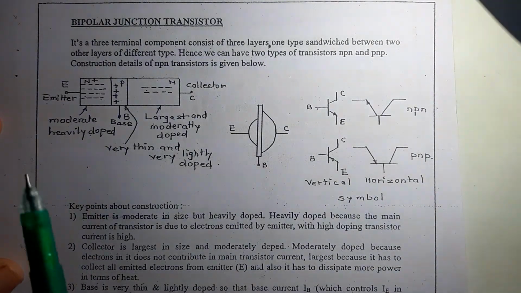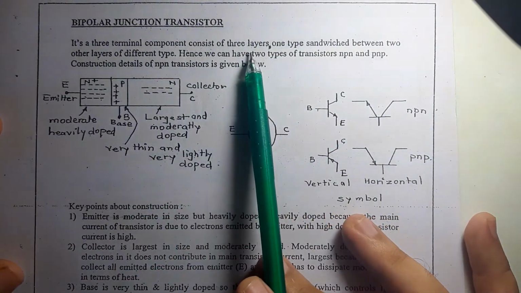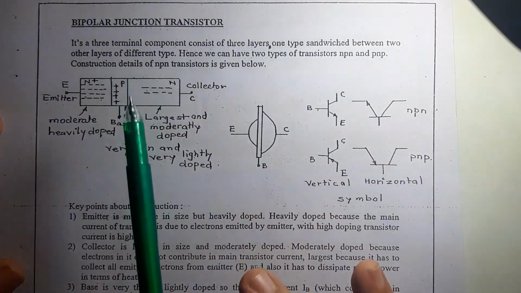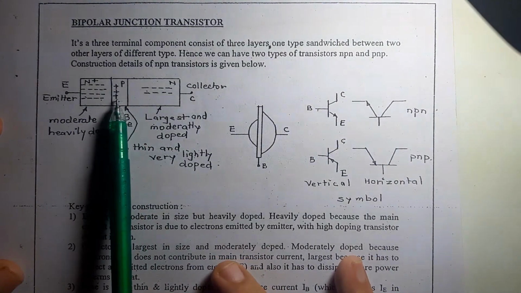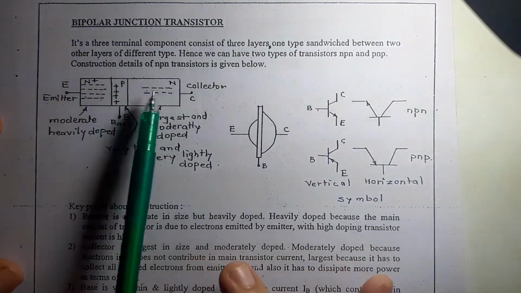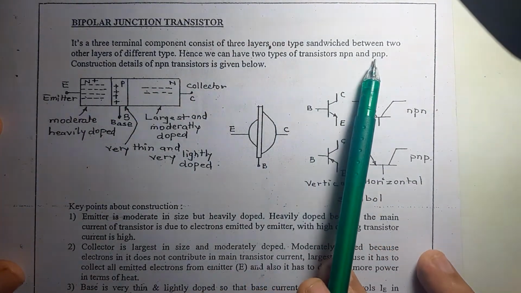Now, what do we mean by bipolar? It is a three terminal component consisting of three layers, one type sandwiched between two other layers. For example, if there is a P region in the middle, then it is sandwiched between two N regions. Otherwise, if there is an N layer in between, then there are two P regions. Hence, we have two types of transistors, NPN and PNP.